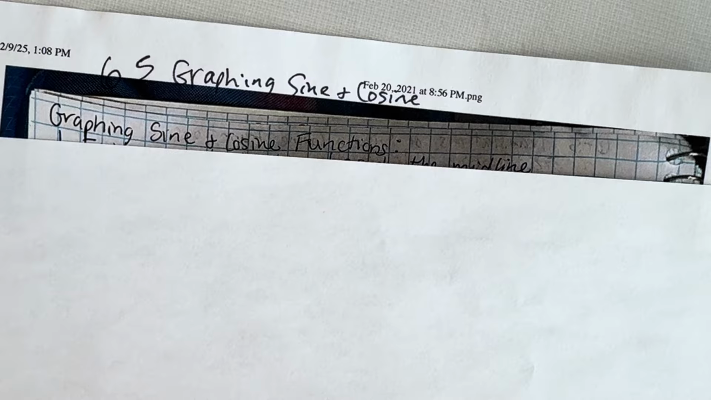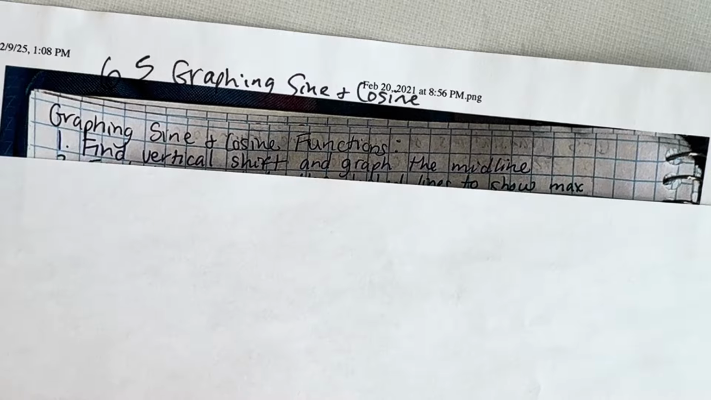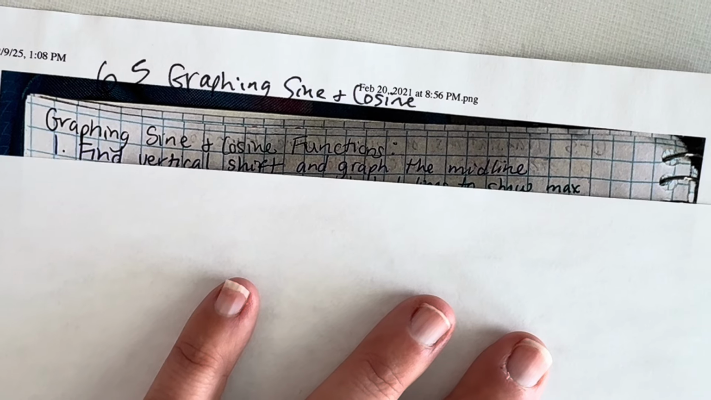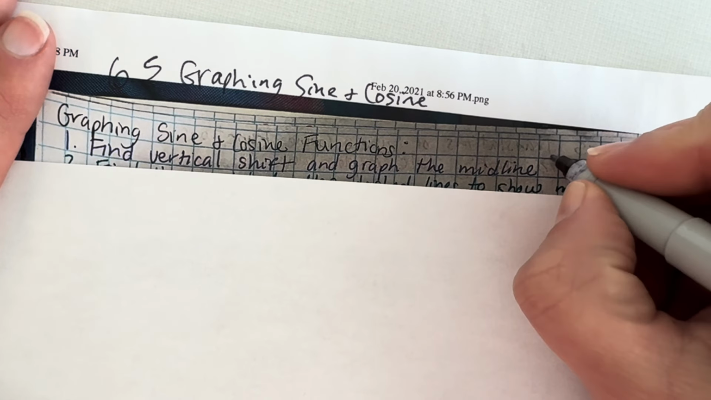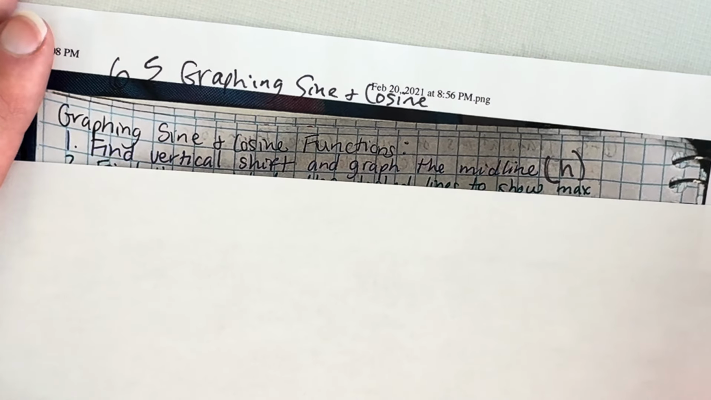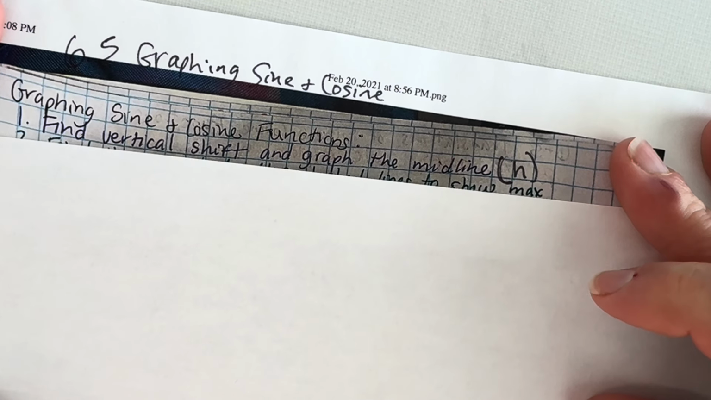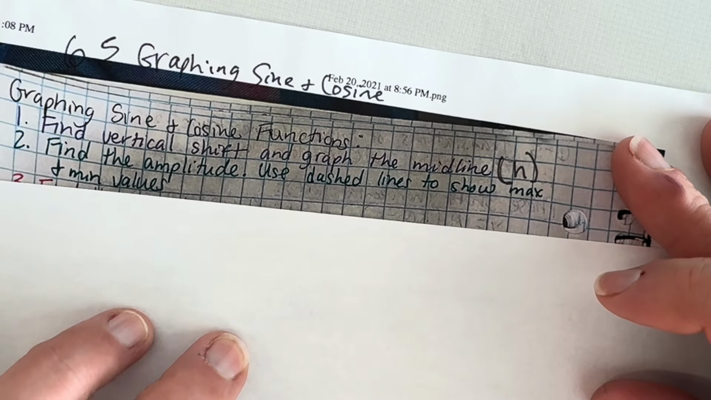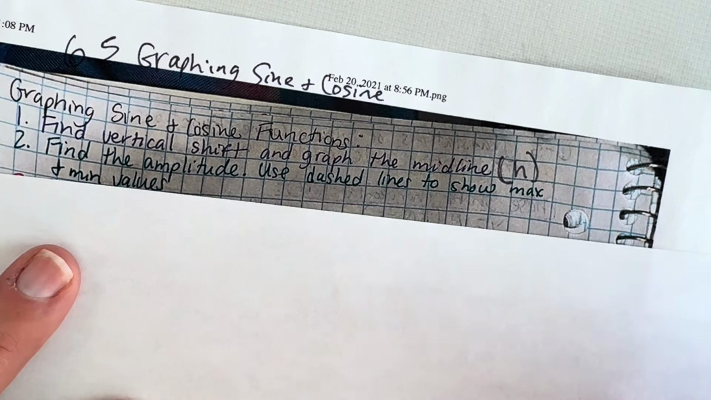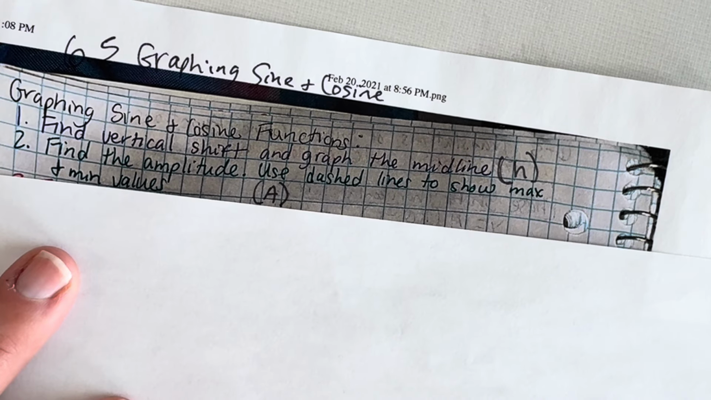So here's the steps for graphing sine and cosine, and I'm going to add my pieces that are important as I work my way through. So the first thing is to find our vertical shift and to graph the midline. Remember that your vertical shift is related to the h. Okay, so that will be your midline in there. It's located at your h. Number 2 says find the amplitude and use dashed lines to show the max and min values. So right here now we're looking at that amplitude is our A.